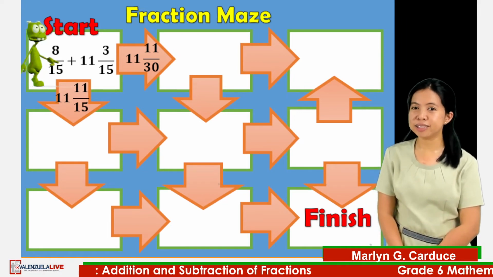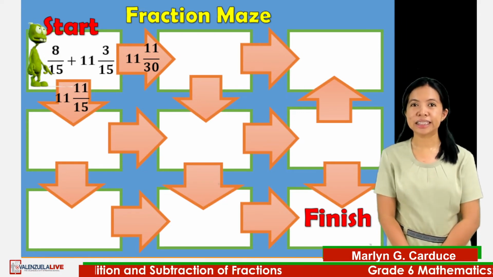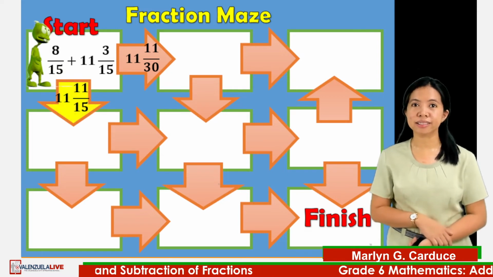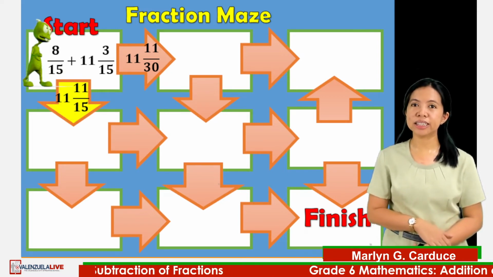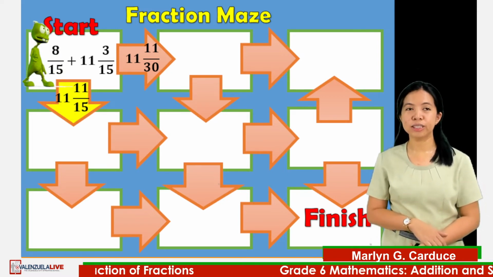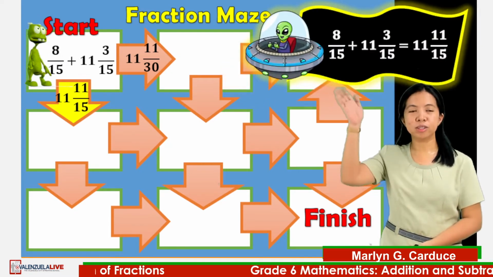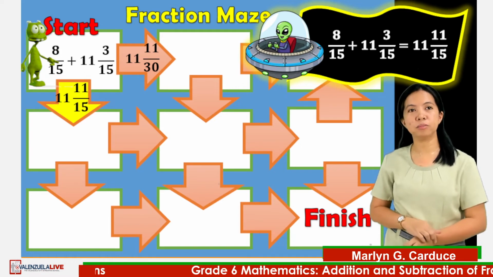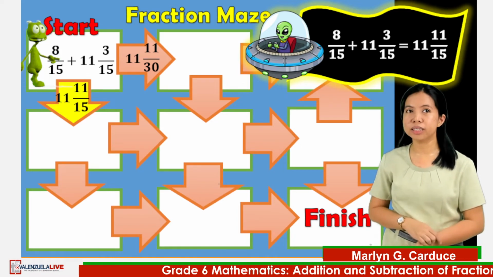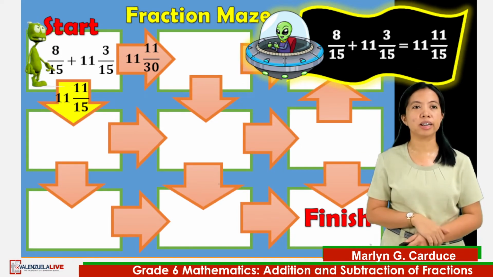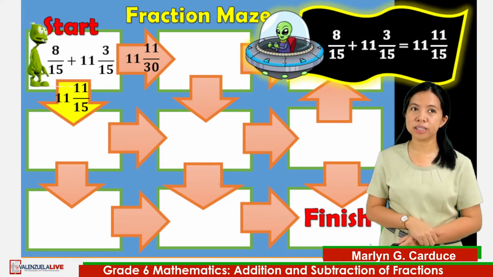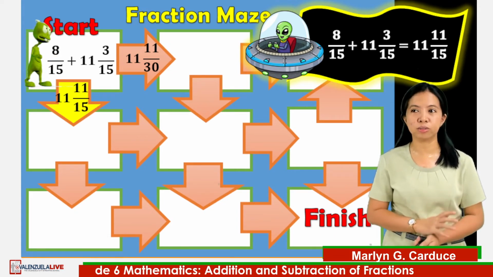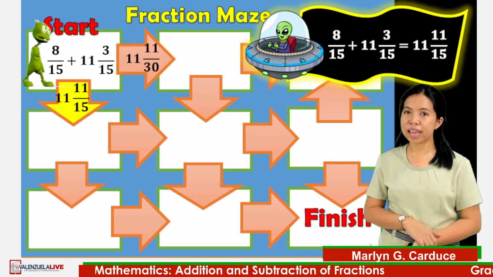Okay, I can see some correct answers. The correct answer is 11 and 11 over 15. Since the two fractions have the same denominator, we'll just add the numerators. 8 plus 3 equals 11, then write down the whole number. And the final answer now is 11 and 11 over 15.